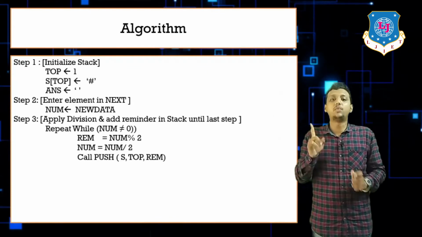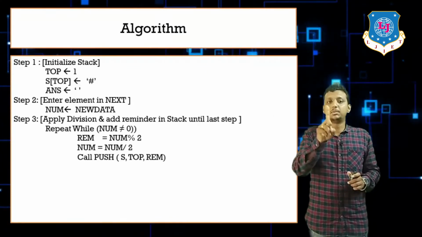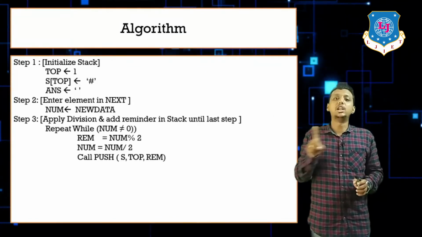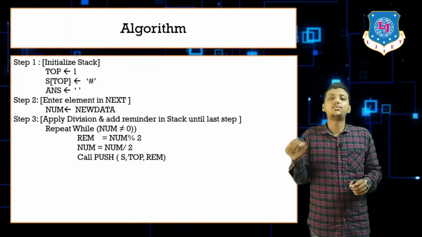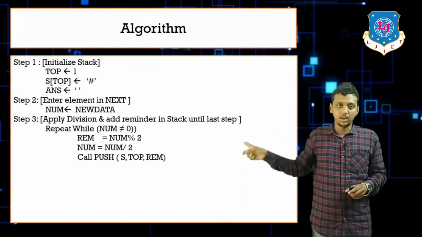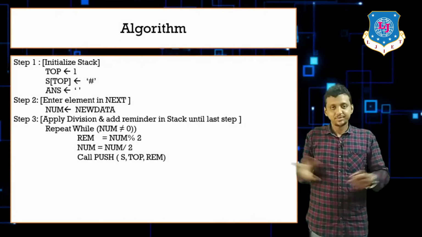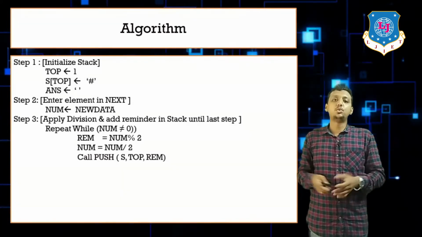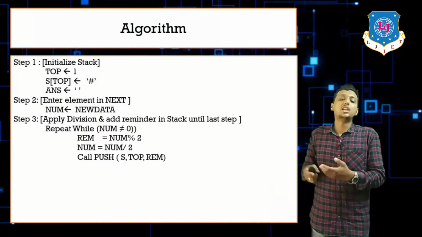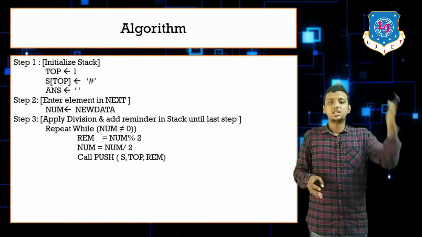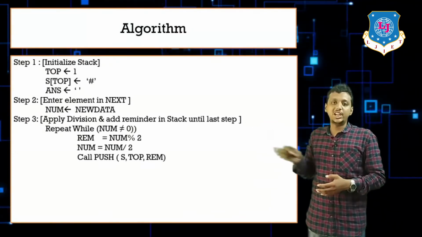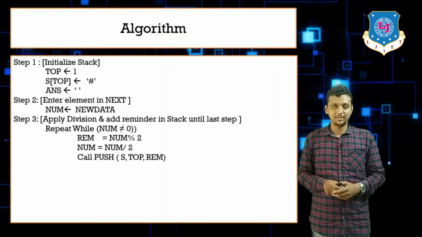Now in number I have 1. So 1 modulo 2, students, becomes 1. And 1 divided by 2 becomes 0.5. Students, it is an integer number, so it becomes 0 automatically. So you just need to push the last remainder over there. Now the latest value of the number becomes 0. So the condition number is not equal to 0 becomes false, and you stop over there.